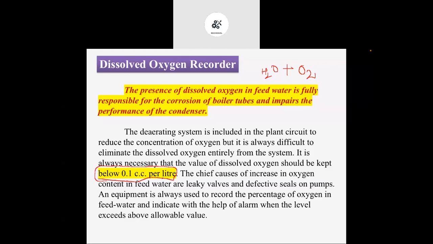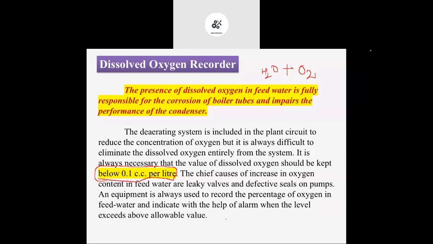If we directly use water with a high content of dissolved oxygen, it is going to corrode the tubes, the different parts of the turbines and the condenser, and that will increase maintenance and reduce the life of the power plant. The main causes are leaky valves and defective fuels on the pump. That will also cause the dissolving or addition of oxygen.